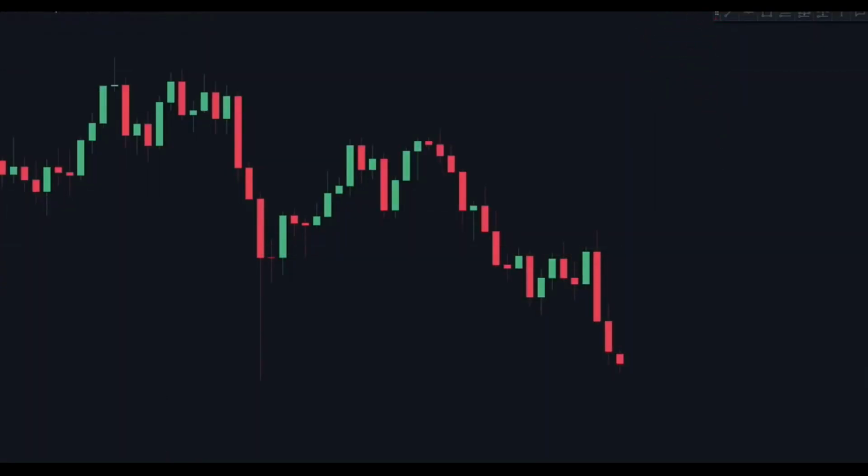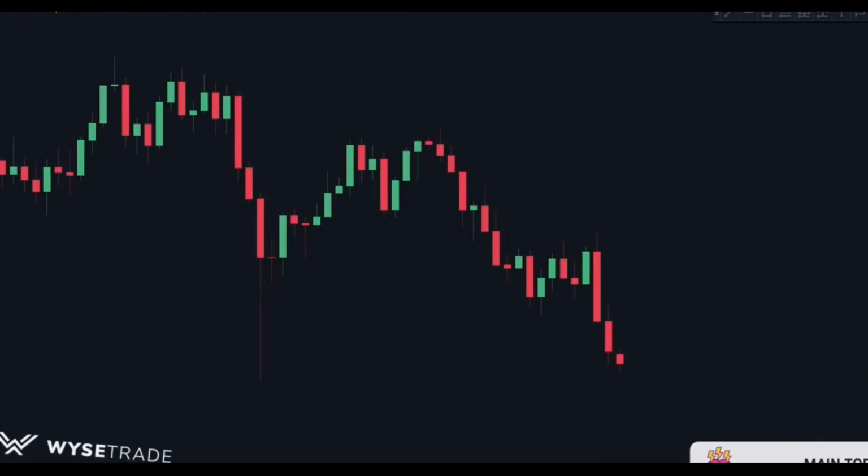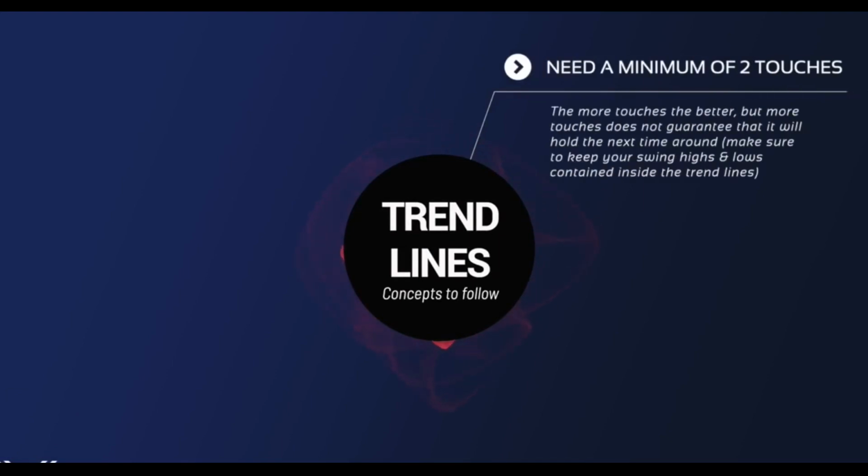So now that you know what trend lines are and why we apply them onto our charts, let's go through in depth how to draw trend lines effectively. So first, let's go through the concepts we follow when drawing trend lines. 1. You need a minimum of 2 touches to be able to draw a trend line.